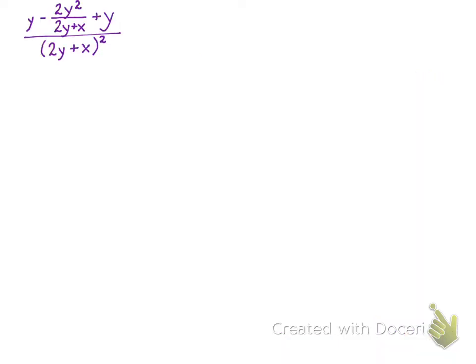Okay, so I had to rewrite this because I do not think well when I'm trying to squish things on a page. So now we have 2y minus 2y squared over 2y plus x. We need to find a common denominator in that big numerator. So I'm going to work on that real quick.